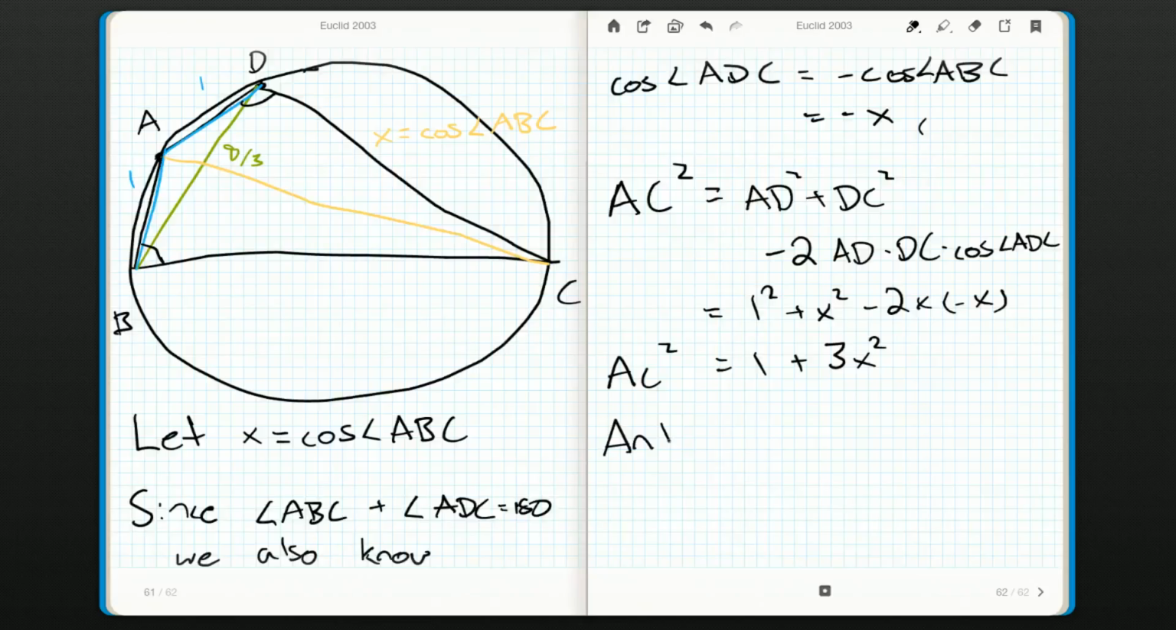And AC squared is also AB squared plus BC squared minus 2 AB BC times cos angle ABC. I can't really solve for BC from this exactly, can I?